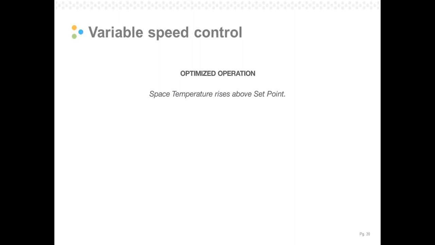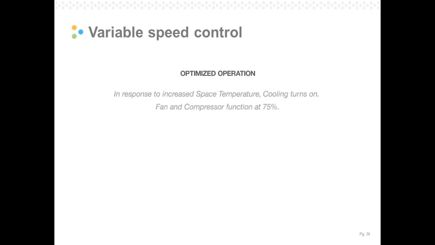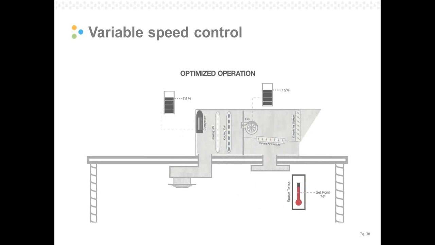In the optimized operation, this animation shows that we start out with a fan speed that's much lower, so we're still moving air in this situation, but the fan is running at a slower speed. Once the thermostat identifies that we need cooling, then the fan and the compressor come on to some set speed. We've just arbitrarily said that it's going to come on to 75% speed, and now it's conditioning the air and cooling the space in a goal to try to drive the space temperature down.